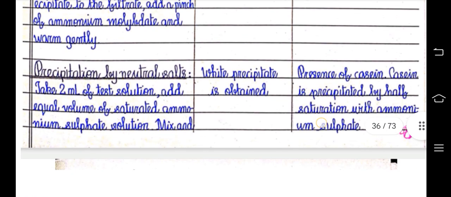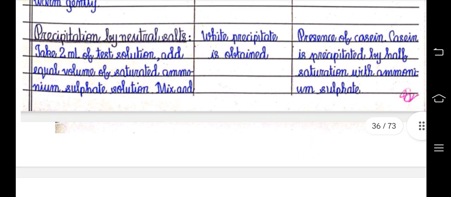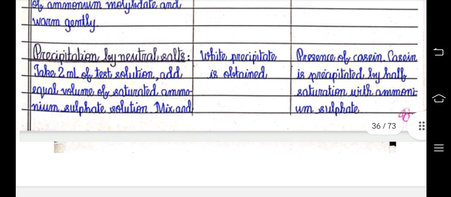Then precipitation by neutral salts. Take 2 ml of test solution, add equal volume of saturated ammonium sulfate solution, mix and allow to stand for 5 minutes. White precipitate is obtained. Presence of casein. Casein is precipitated by half saturation with ammonium sulfate.